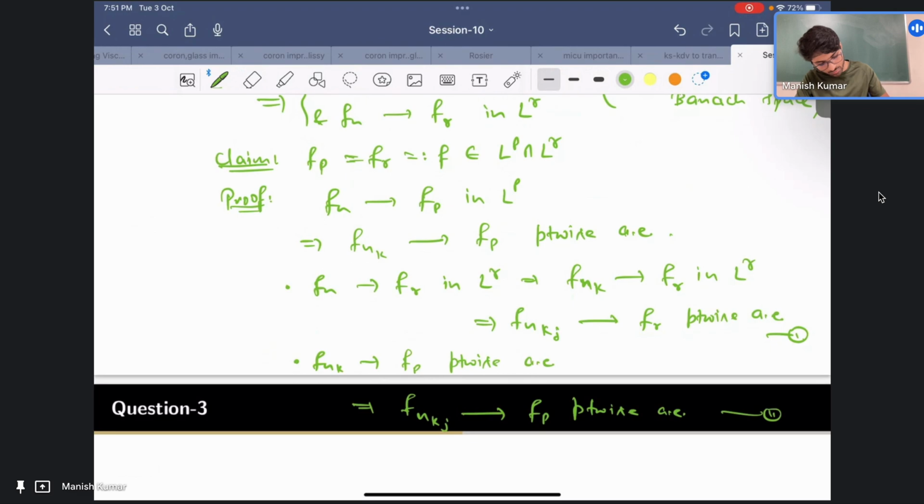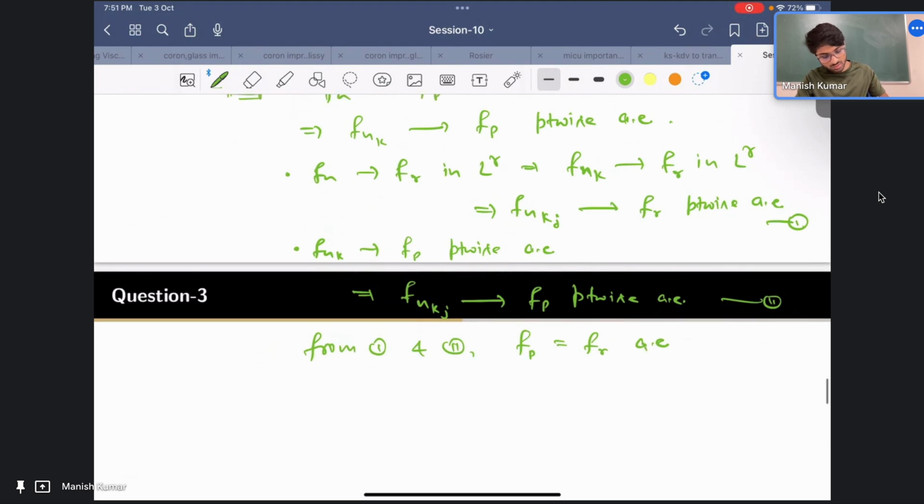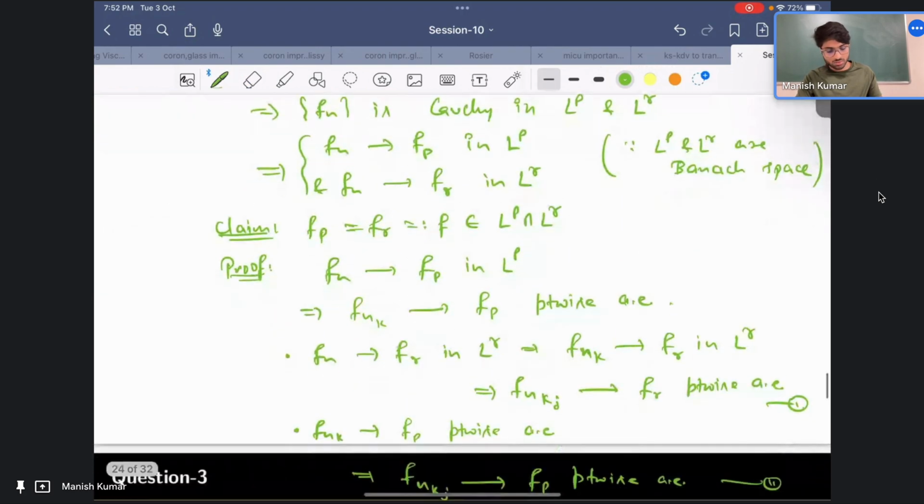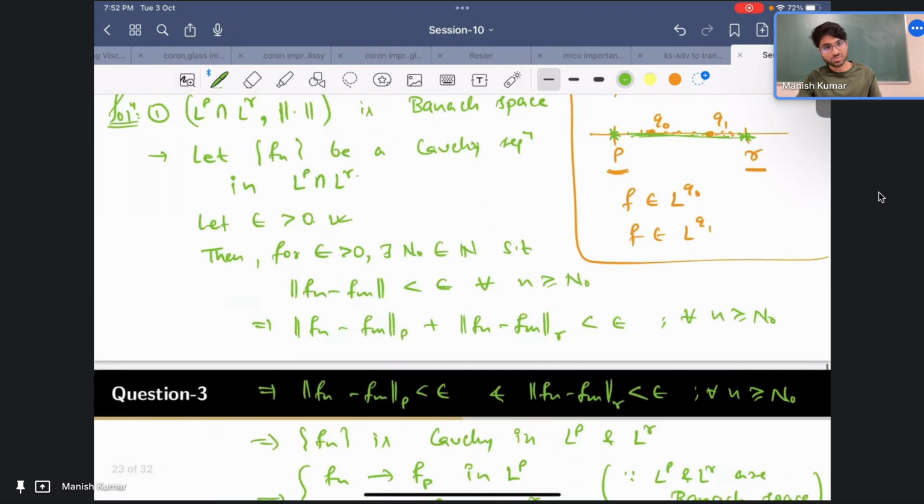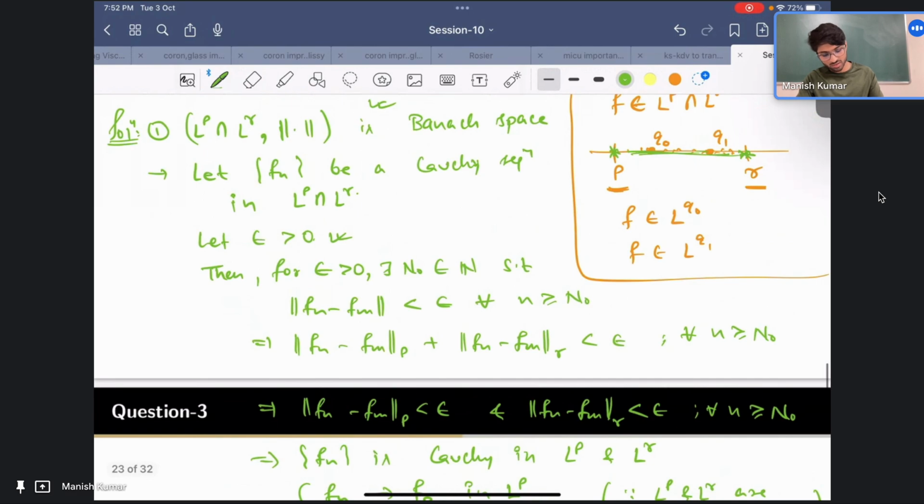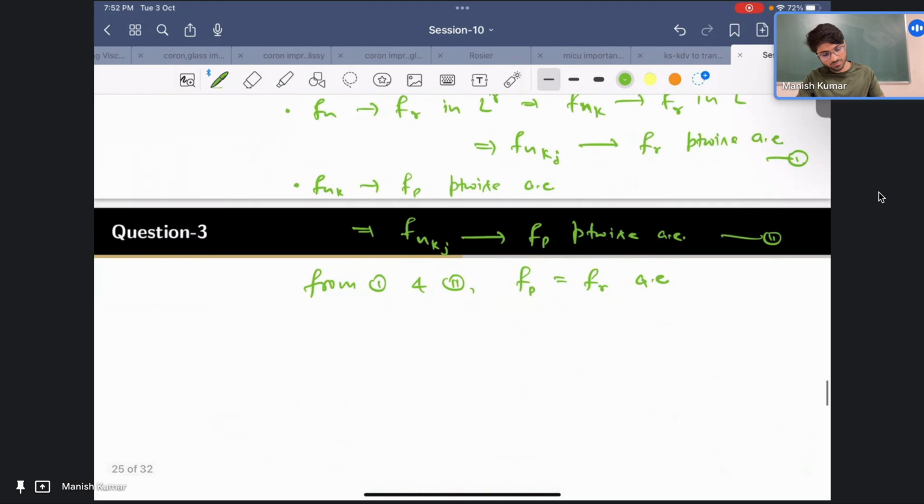So from 1 and 2 you can say that fp is equal to fr almost everywhere. So the limit is the same. This proves that L^p intersection L^r is a Banach space. You chose any Cauchy sequence and you proved that it converges to some function in L^p intersection L^r.